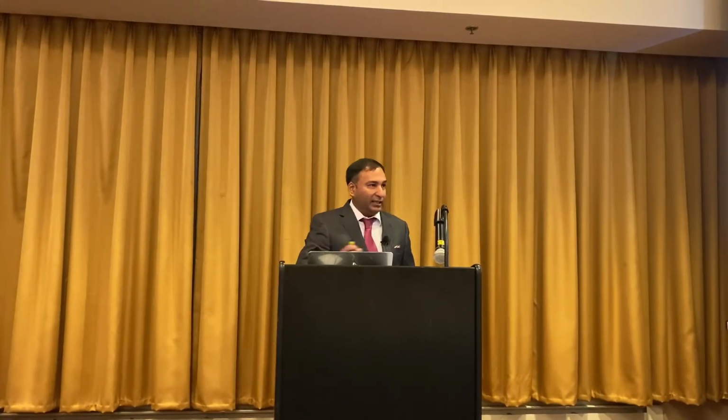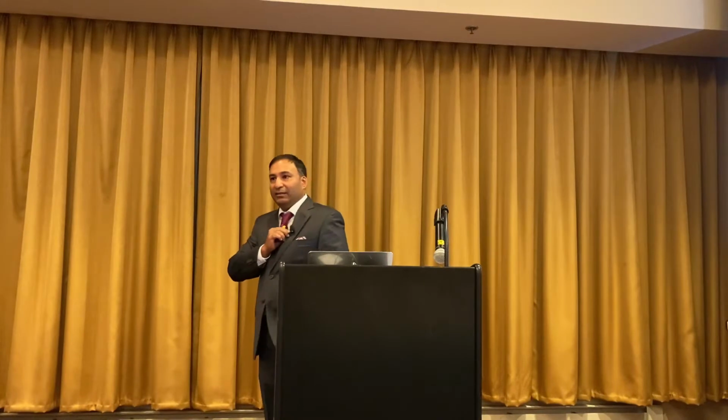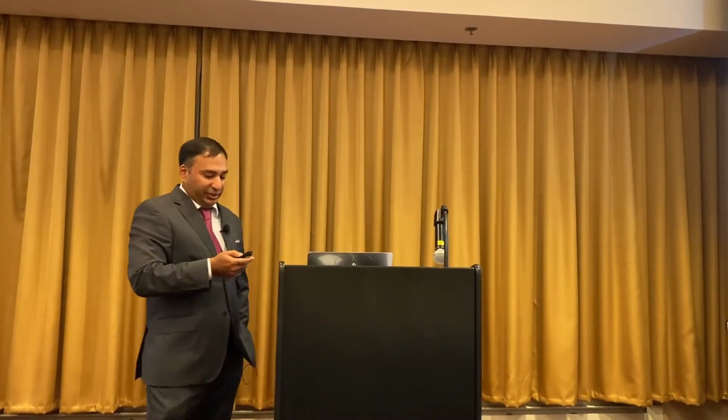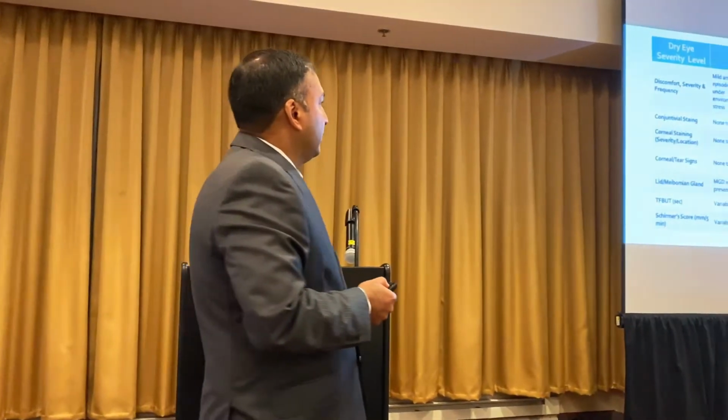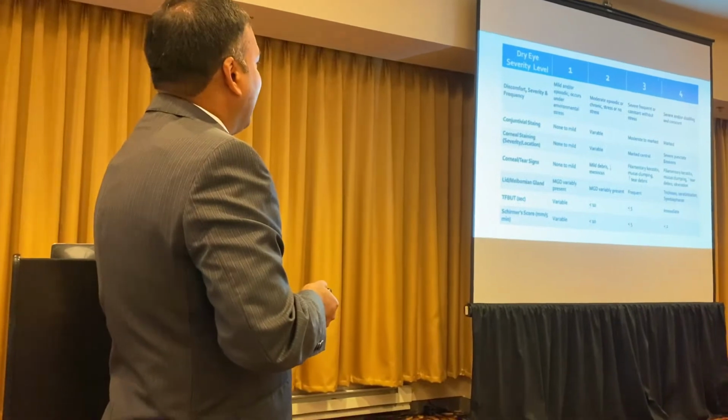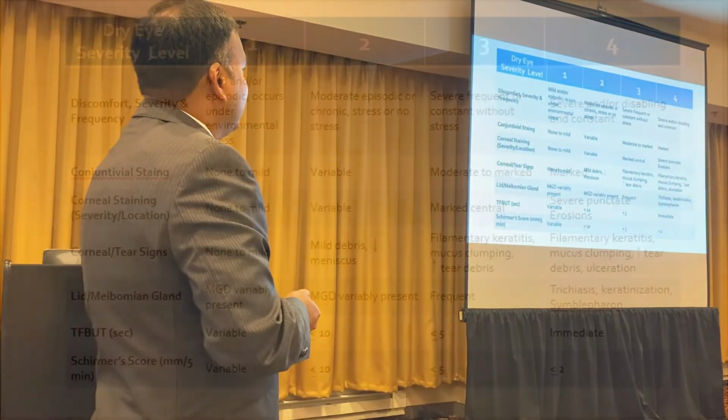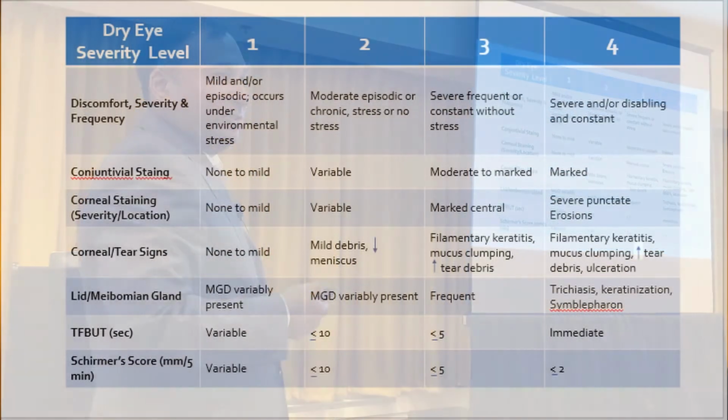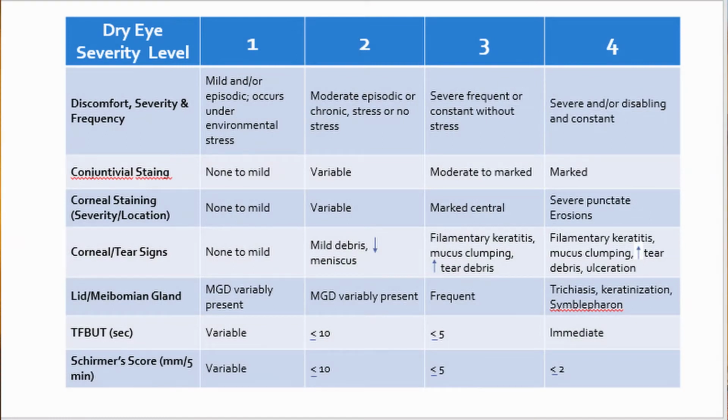The way I like to grade the severity of dry eyes, I like to use a 4-step classification here. And we look at really mild dry eye. It's very episodic. It's environmental stress dependent. And MGD is normally present, but tear breakup time can be variable. Schirmer score can be variable.